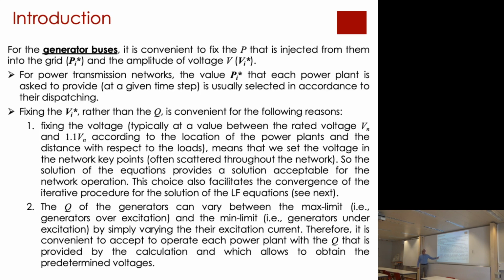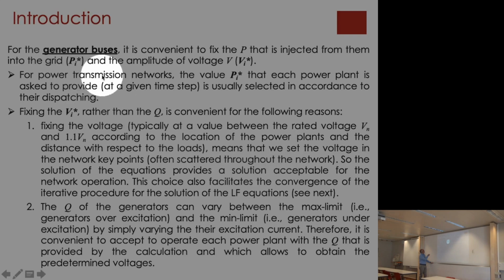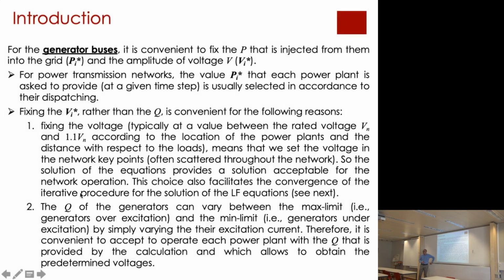The reactive power is a consequence of the computation. So we fix the active power PI star and the voltage VI star in the generation buses. Of course, the Q, the reactive power, is a consequence of the computation. So this means, and this is just a note, that the reactive power of the generators can vary between a minimum and a maximum value of the machine.